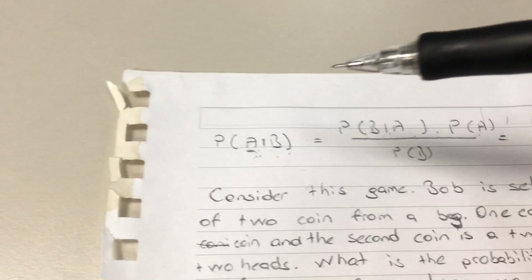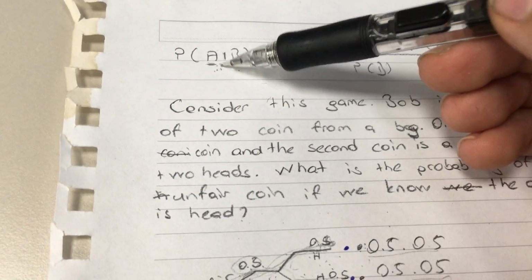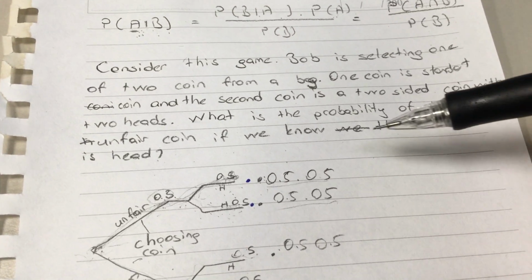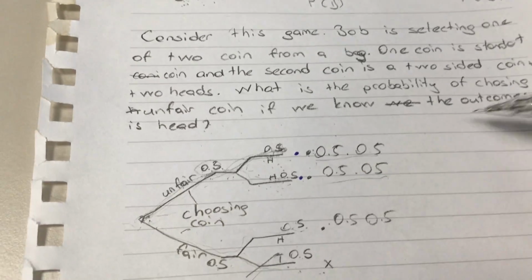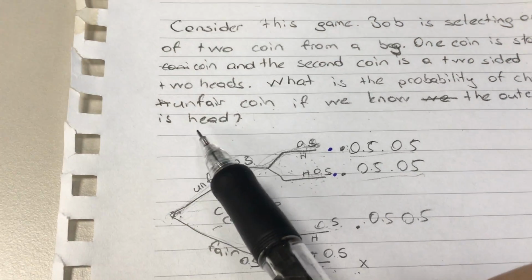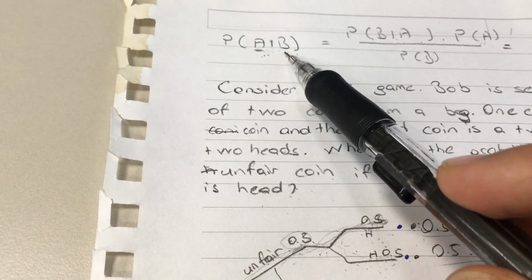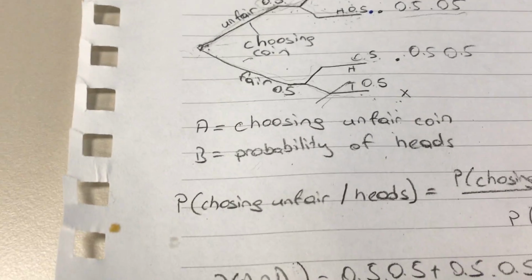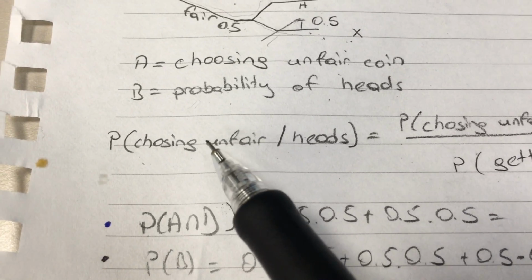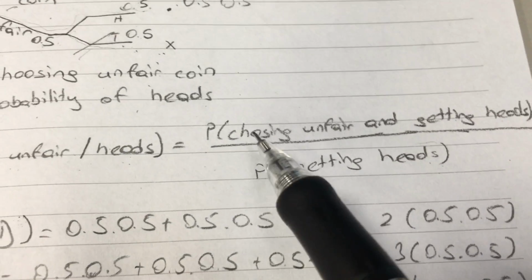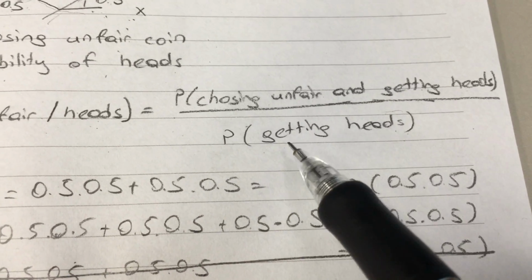Why is that? Because at the end of the question, what we are trying to find is A, which is the probability that the unfair coin will be chosen. If we know that the outcome is heads, that is given, so B will be the probability of heads. After that, we are just writing the formula. P of A given B, the probability of choosing unfair given heads, is equal to the probability of choosing unfair and getting heads at the same time divided by the probability of getting heads.